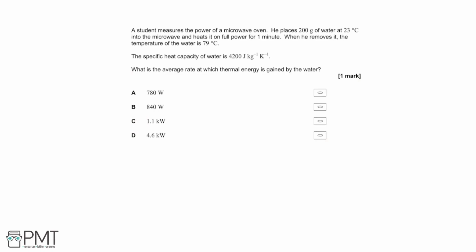This question is about specific heat capacity and power. The question says, a student measures the power of a microwave oven. He places 200 grams of water at 23 degrees Celsius into the microwave and heats it on full power for 1 minute. When he removes it, the temperature of the water is 79 degrees Celsius. The specific heat capacity of water is 4,200 joules per kilogram per Kelvin. What is the average rate at which thermal energy is gained by the water?